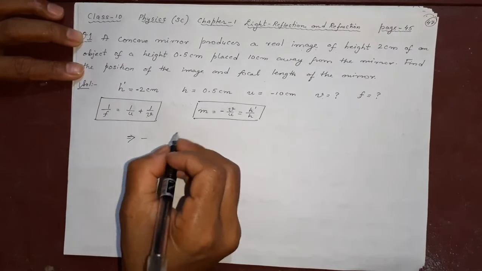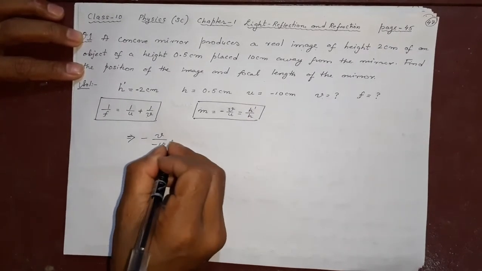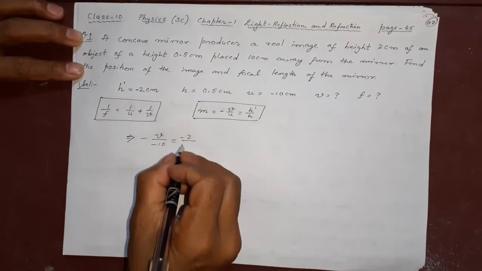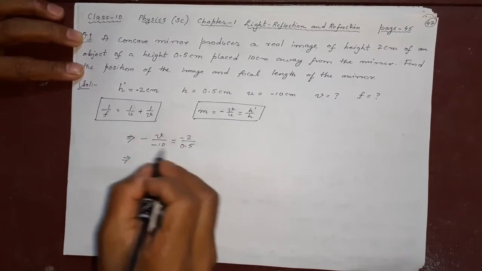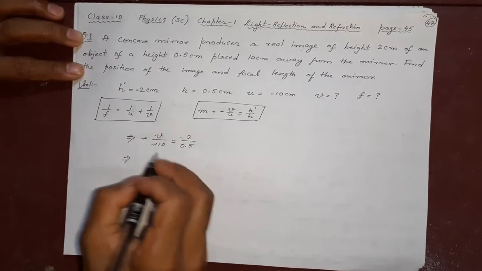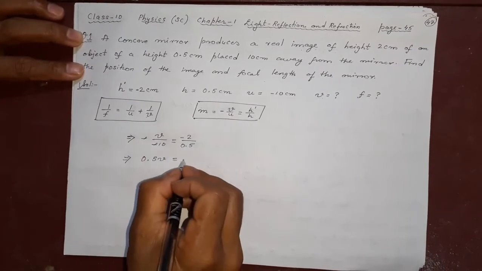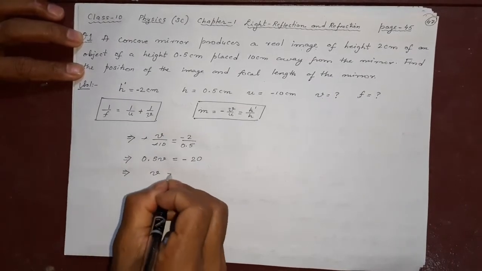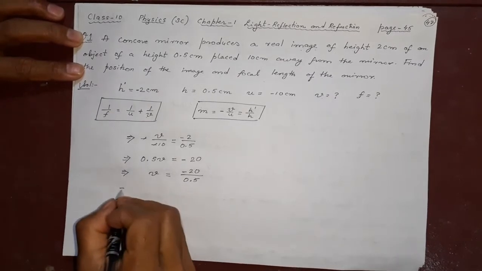Minus v by u: what is v? We don't know. What is u? Minus 10. What is h dash? Minus 2. What is h? 0.5, remember, 0.5 is 5 by 10. Cross multiply, you can cancel the sign. 0.5 v equal to minus 10 into 2, which is minus 20. V equals minus 20 by 0.5.